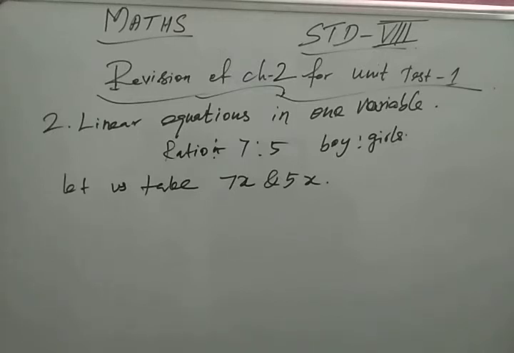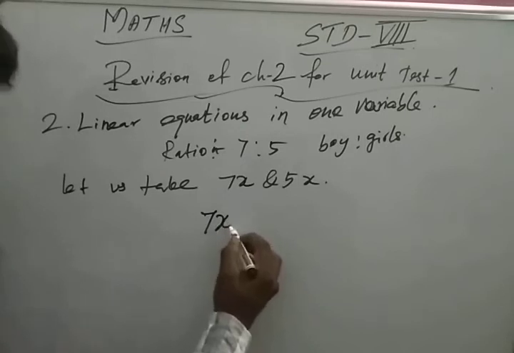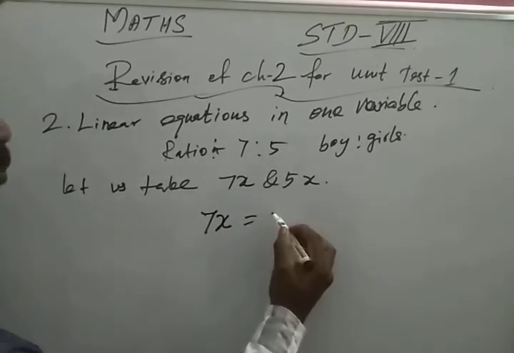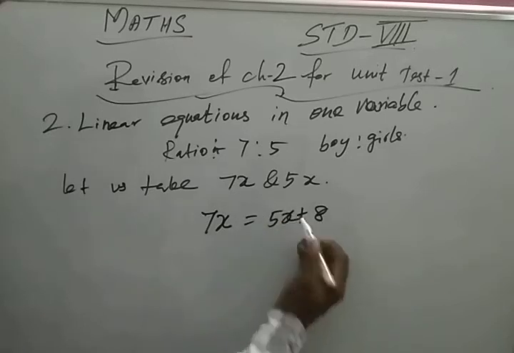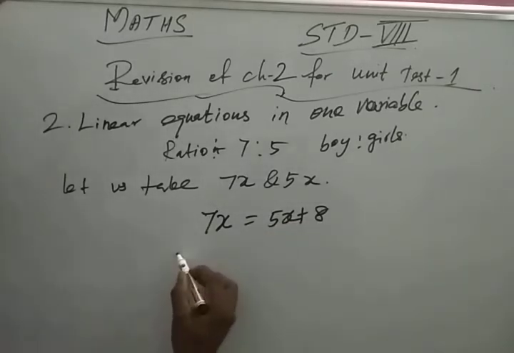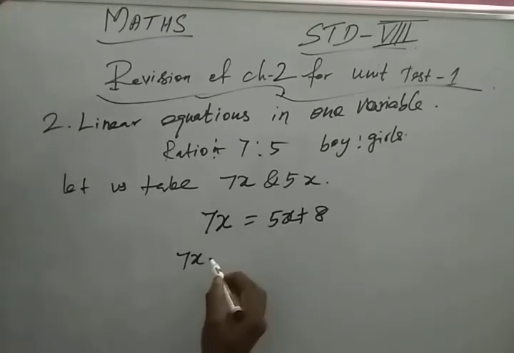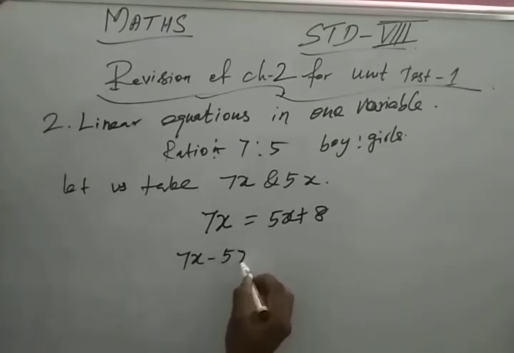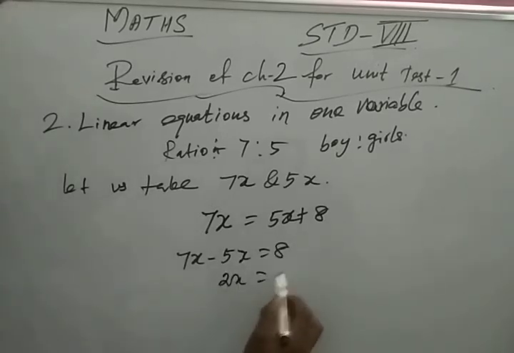The number of boys is 8 more than the number of girls. So the number of boys, 7x, is equal to 5x plus 8. Now solve the equation. 7x minus 5x is equal to 8. Then 2x is equal to 8. Then x is equal to 4.